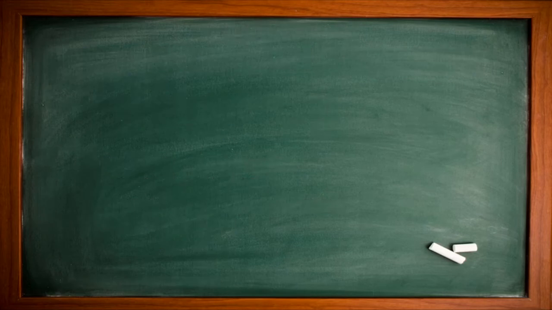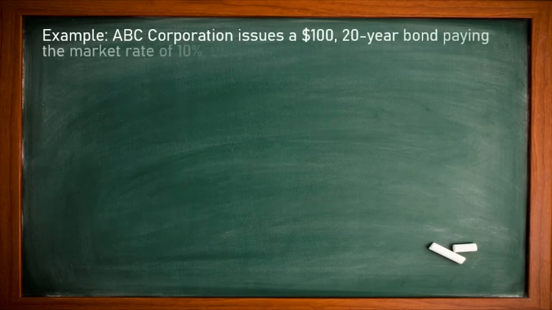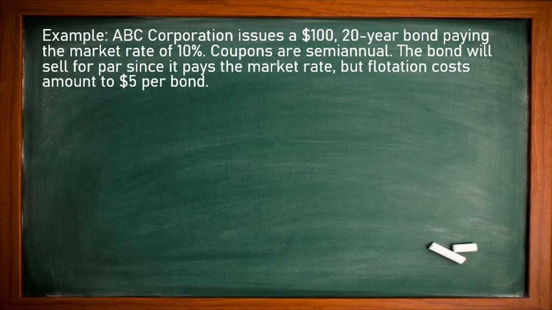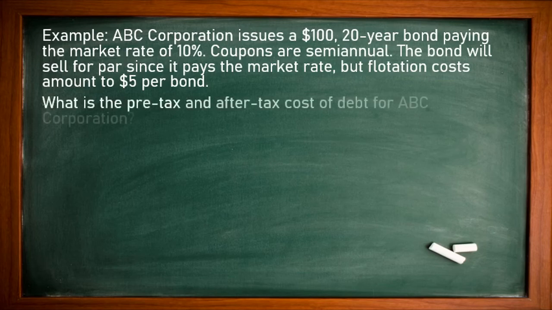We will understand through an example. Let's go for the example. ABC Corporation issues a 20 year bond paying a market rate of 10%. It means the interest or the cost is 10%. Coupons are paid semi-annually, it means they are paying two times in a year. The bond will sell at par since it pays the market rate, but the flotation cost amounts to $5 per bond.